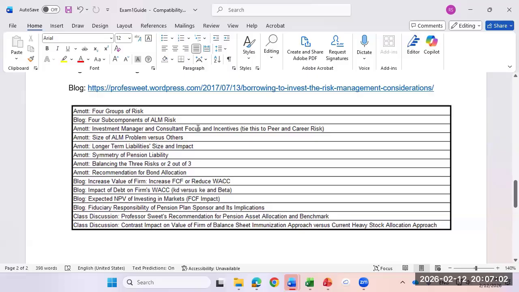Well, we talk about this. What's the main focus of investment managers and consultants? It's the incentive. The compensation focuses on peer risk as alpha risk. ALM's the largest. All right, so this is really critical to get on the exam.